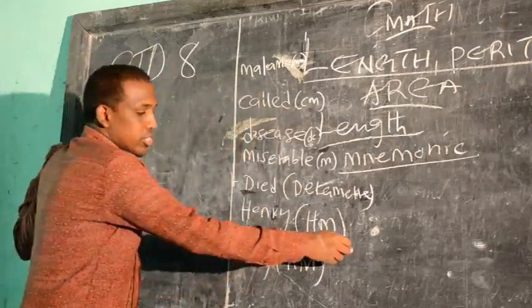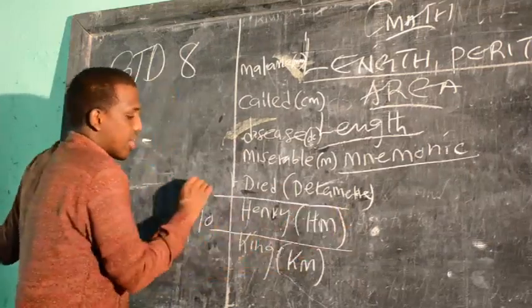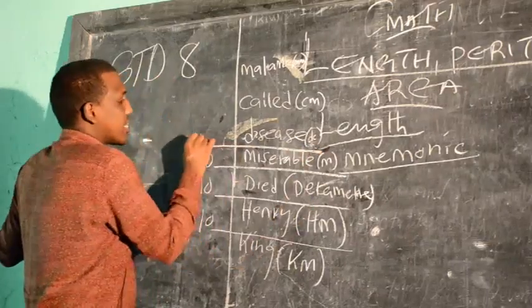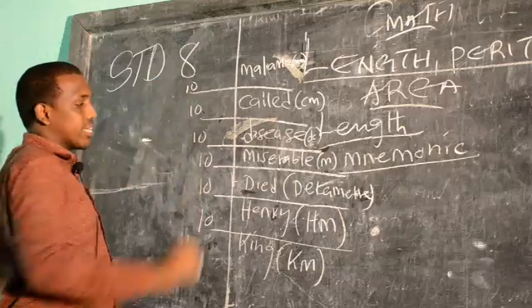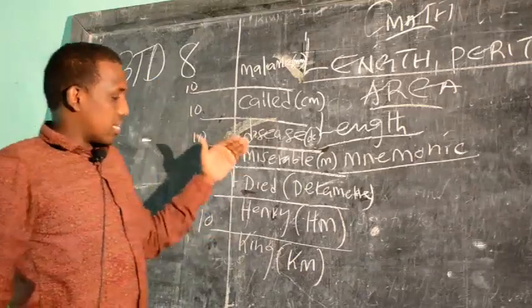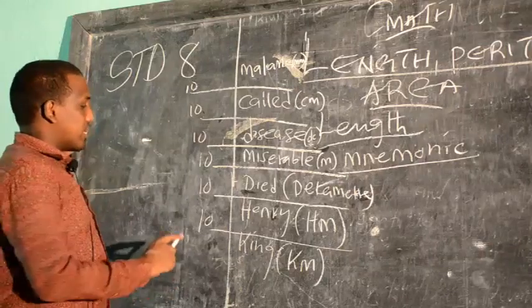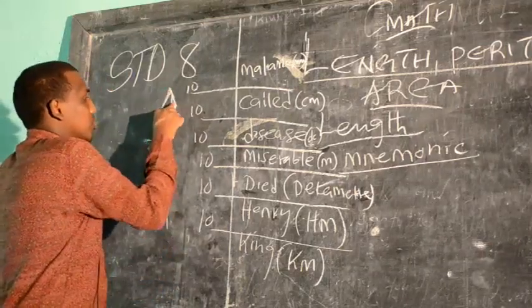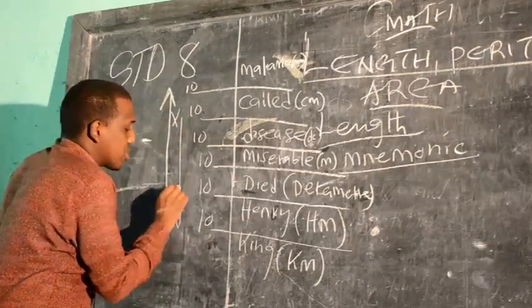And in between the units we have 10. Here we have 10, here another 10, here another 10, and so on. So we have 10 in between the units. Now, when we are converting, we must know that when we are going up, we multiply. When we are coming down, we divide.